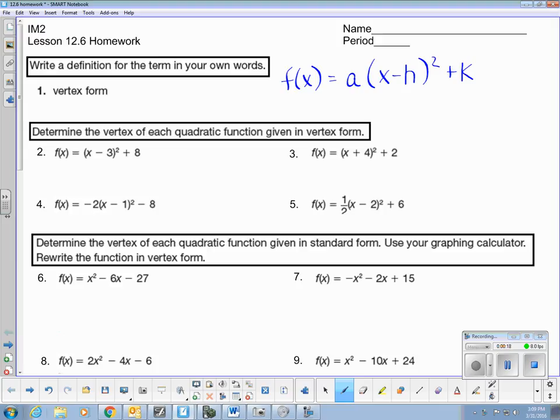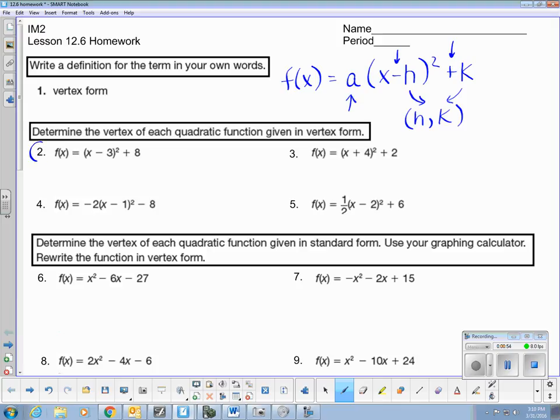And so what we want to remember is my value for a tells me the same thing that my value for a tells me in factored form and also in standard form. It's going to tell me whether my parabola opens up or down. And then my vertex is hidden amongst this formula, and it is right here with h comma k. So what I want to remember is as I find the vertex, I want to take the opposite of h, and then keep k true to its sign.